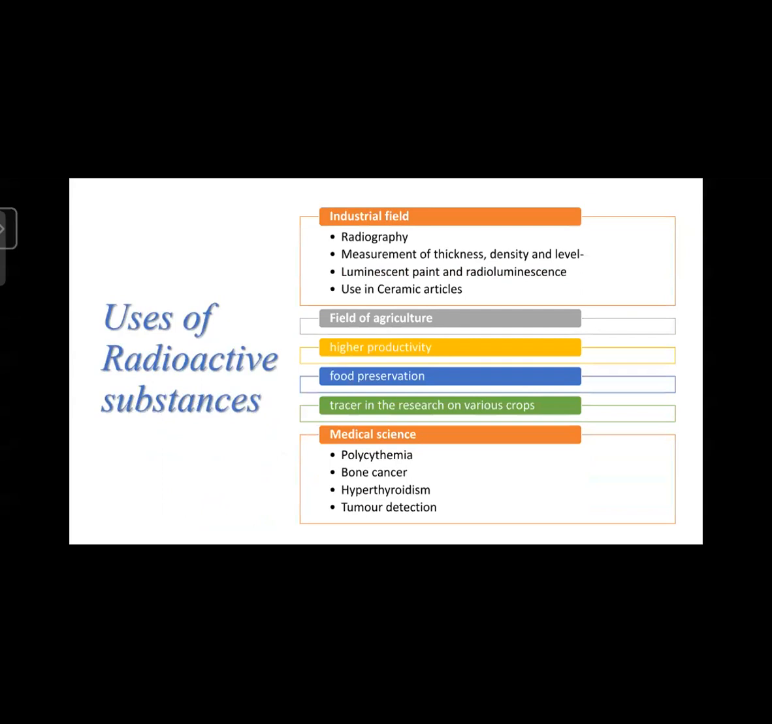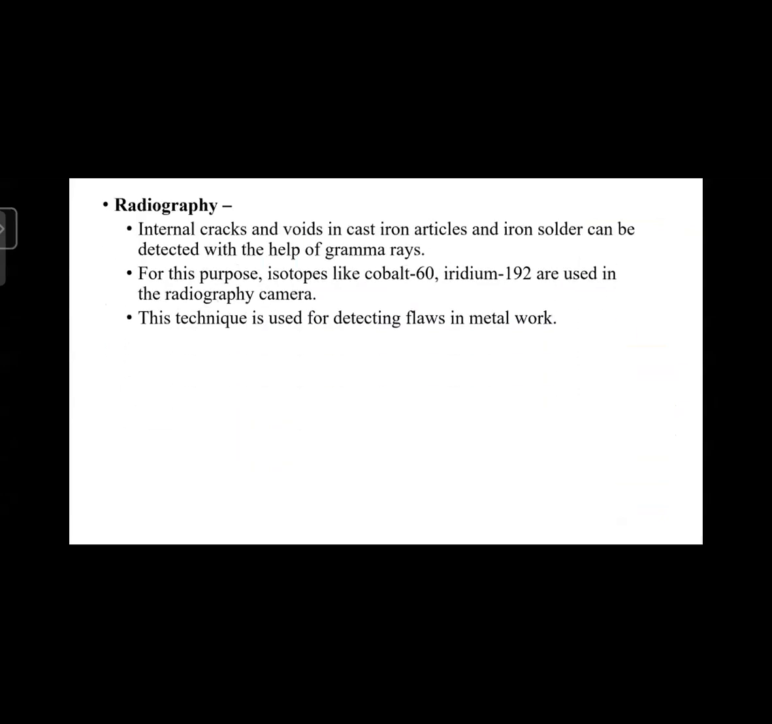Now, uses of radioactive substances. First, industrial field, agricultural field, and the third one is medical field. Now, in industrial field, in radiography, it is used for detecting internal cracks and voids in the cast iron articles and iron solders. For this purpose, isotopes like cobalt 60, iridium 192 are used in the radiography camera.